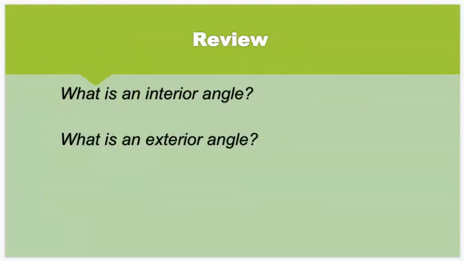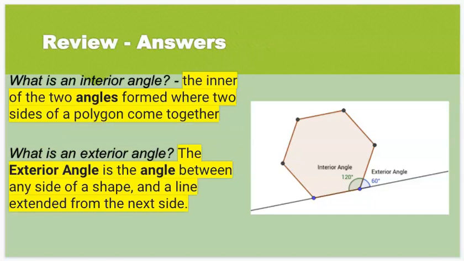So before we investigate interior angles, we better remind ourselves what is an interior angle and what's an exterior angle. Well, an interior angle is the inner of the two angles formed where two sides of a polygon come together. So right here, this 120-degree angle inside this hexagon is an interior angle, whereas an exterior angle is the angle between any side of a shape and the line extended from a side.